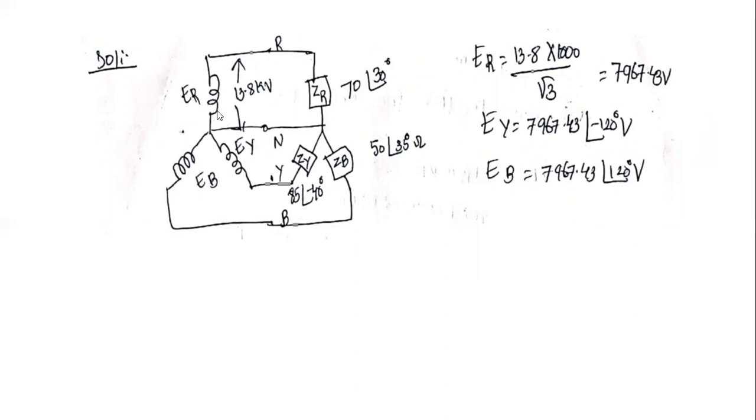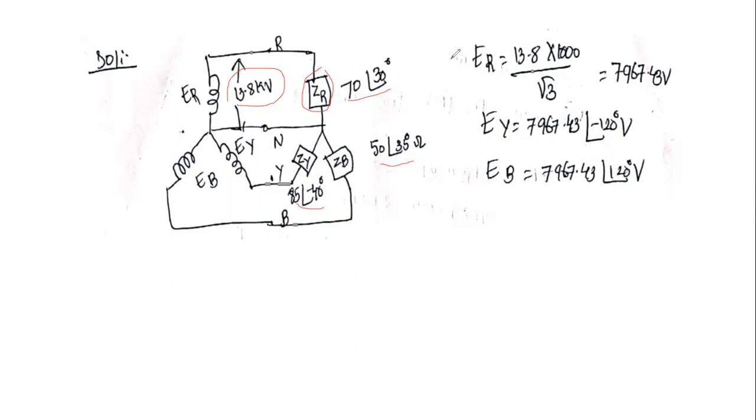We have the three-phase voltages, that is ER, EB, and EY. The voltage across the R to Y phase is 13.8 kilovolts. Next, this is the impedance, that is ZR. ZR is equal to 70 at an angle of 30 degrees, ZY is equal to 85 at an angle of minus 40 degrees, and ZB is equal to 50 at an angle of 35 degrees.